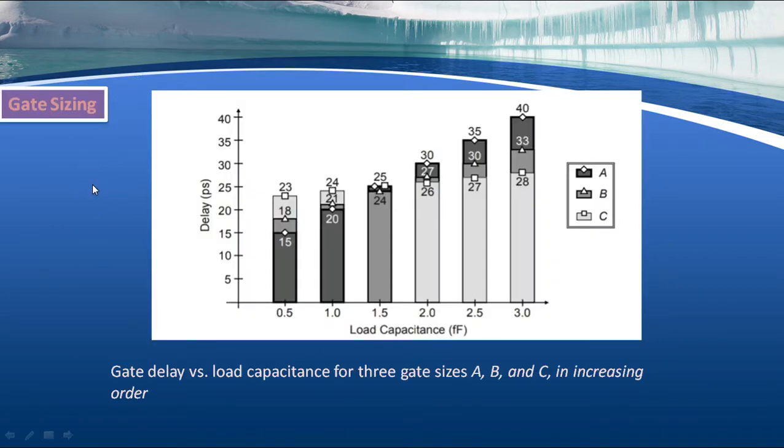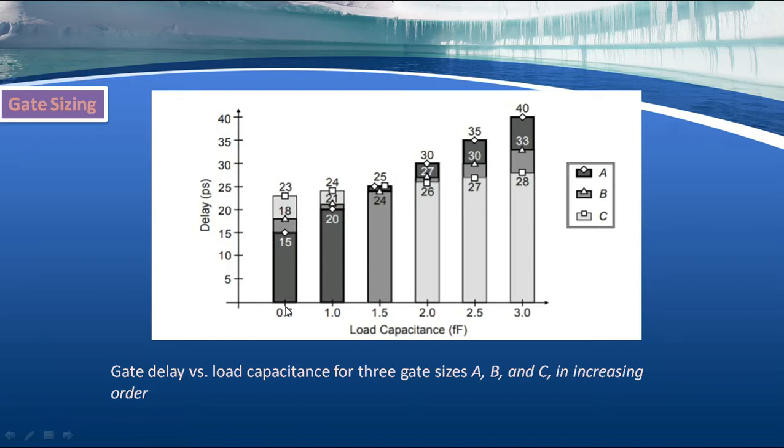So gate sizing: how it reflects as gate delay versus load capacitance for three gates in increasing order of size. See, delay is this, and these are the load capacitances. That means the size of the gate: A, B, C. We have shown this. This is for A, this is for B, this is for C.